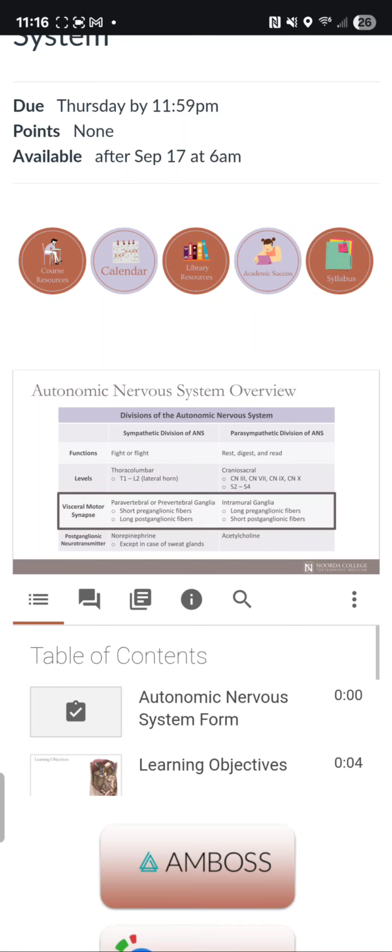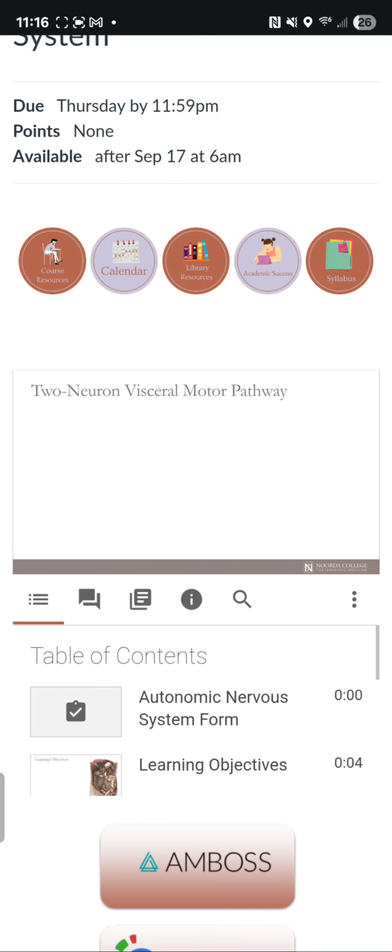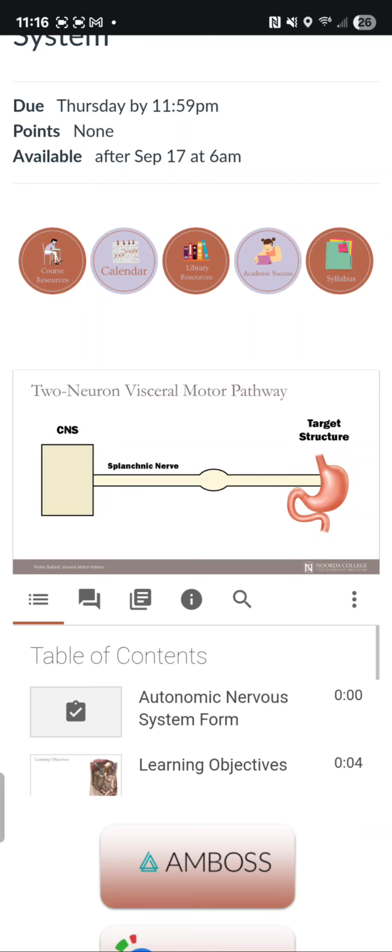The autonomic nervous system has a two-neuron visceral motor pathway, and we're going to use a little graphic here to show how it all works. This first box here is going to represent the central nervous system, so either the brain or the spinal cord. And then the stomach is going to represent a target structure of smooth muscle that we're trying to innervate. Then we're going to use what is called a splanchnic nerve to go from the central nervous system to this target structure. You'll see there's a swelling in the middle of this splanchnic nerve, so we're going to call that an autonomic ganglion. And we remember ganglia house cell bodies of neurons.